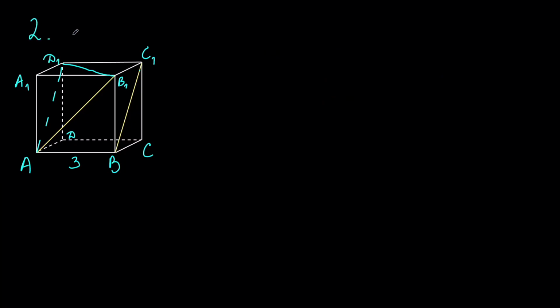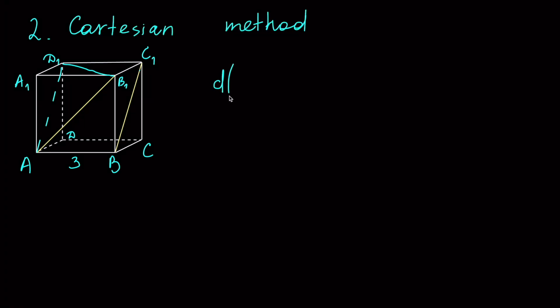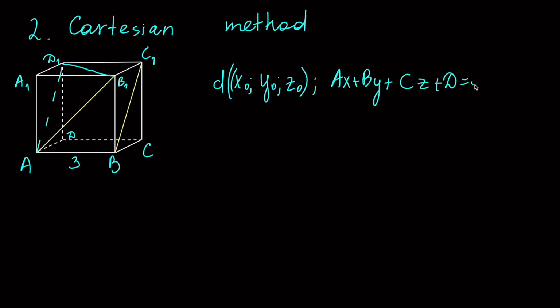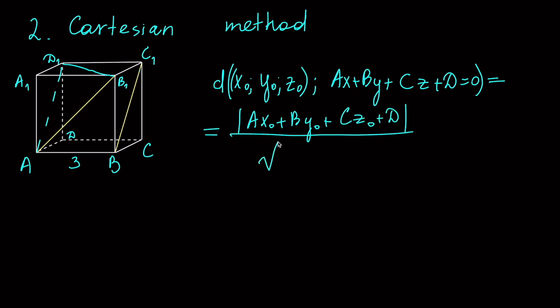The second method of finding the distance between these two skew lines is to use Cartesian formulas. Let me remind you that in order to find the distance between a point x0, y0, z0 and a plane ax plus by plus cz plus d equals 0, we use the following formula. The absolute value of ax0 plus by0 plus cz0 plus d divided by the square root of sum of squares of a squared plus b squared plus c squared.